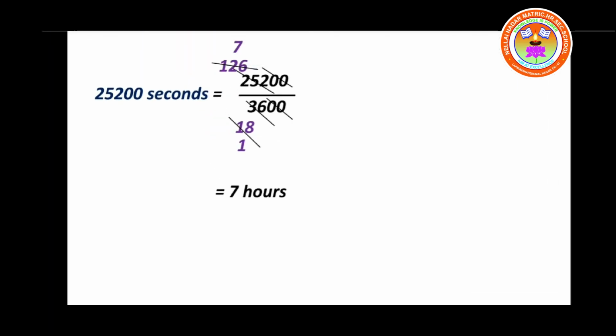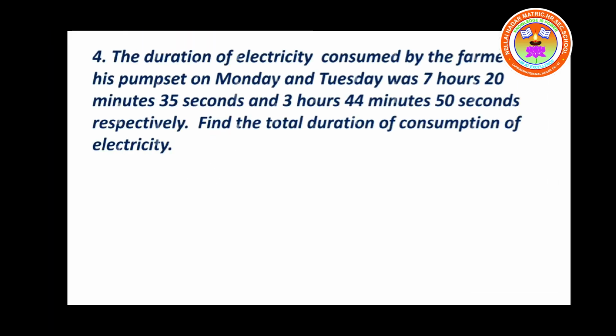Okay. Now let us move on to the last one, that is sum number 4. The duration of electricity consumed by the farmer for his pump set on Monday and Tuesday was 7 hours 20 minutes 35 seconds and 3 hours 44 minutes 50 seconds respectively. Find the total duration of consumption of electricity. That is the question given, children.